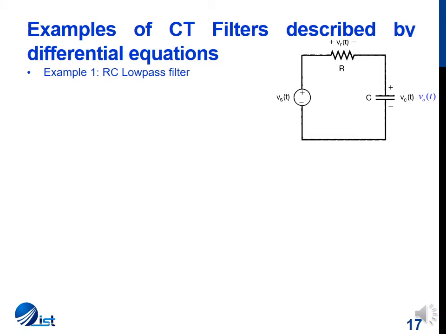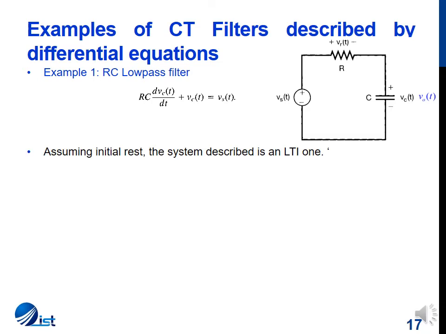The filters we discussed can be implemented in continuous time using physical hardware such as resistors and capacitors. We'll see that a simple resistor and capacitor connected in series with a voltage source can act as a filter. Shown in this figure are a resistor and a capacitor, and the output voltage is taken across the capacitor. Writing the circuit equation through KVL, we can write RC dVc by dt plus Vc of t is equal to Vs of t. If we assume that the system is initially at rest, it means that it is an LTI system.